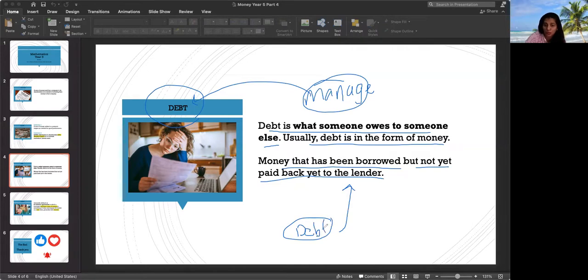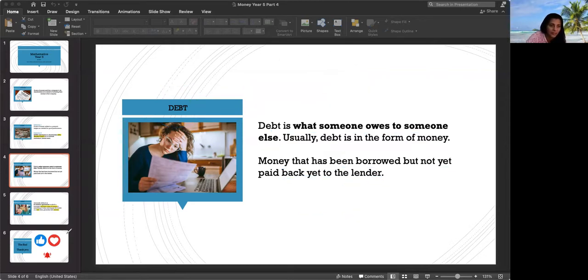But if you know how to restructure your debt or pay it off earlier, if you learn some financial mathematics or financial education, then you would know how to reduce your debt. You don't want to be in debt. Okay, so let's move on to the last term here, which is credit.